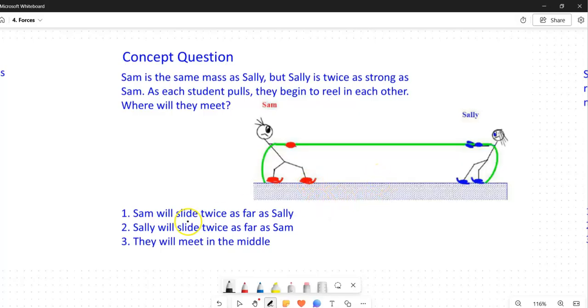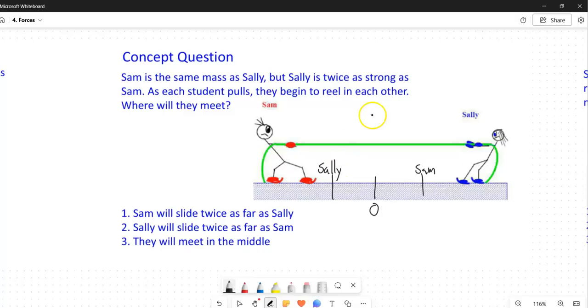Will they meet? If this is the midpoint, will Sam move over here? Or will Sally move over to here, or will they meet in the middle? Now remember, Sally is twice as strong as Sam. Where do you think they will meet? All right, pause the video now.